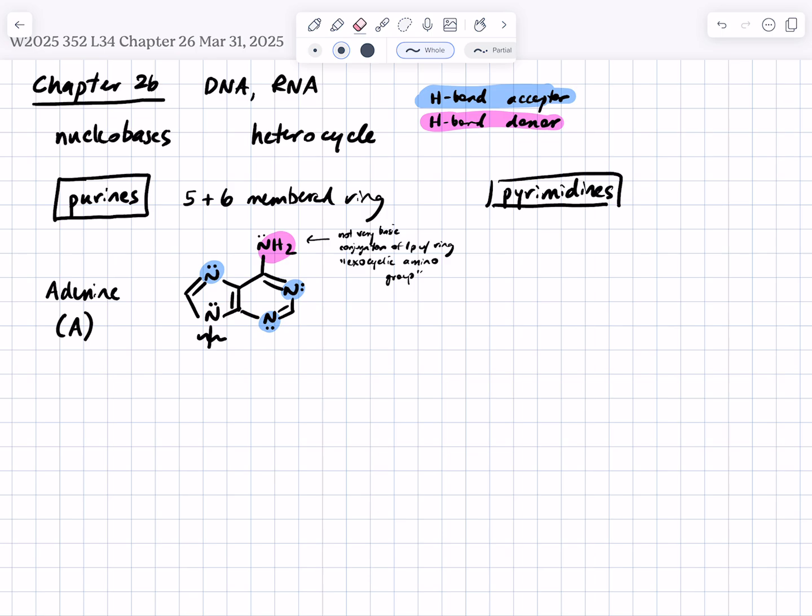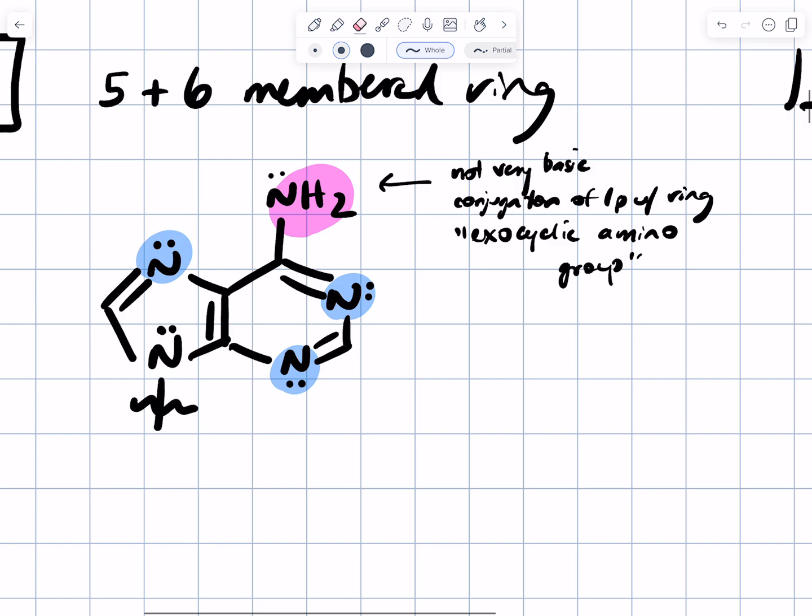Other questions? Yeah? Why is the exocyclic amino group a donor but not the one in the ring itself? So the exocyclic amino group is a hydrogen bond donor because it has these bonds between the nitrogen and the hydrogen that are the electron poor hydrogen. Whereas the ones in the ring don't have bonds with hydrogen. Yeah. Others?